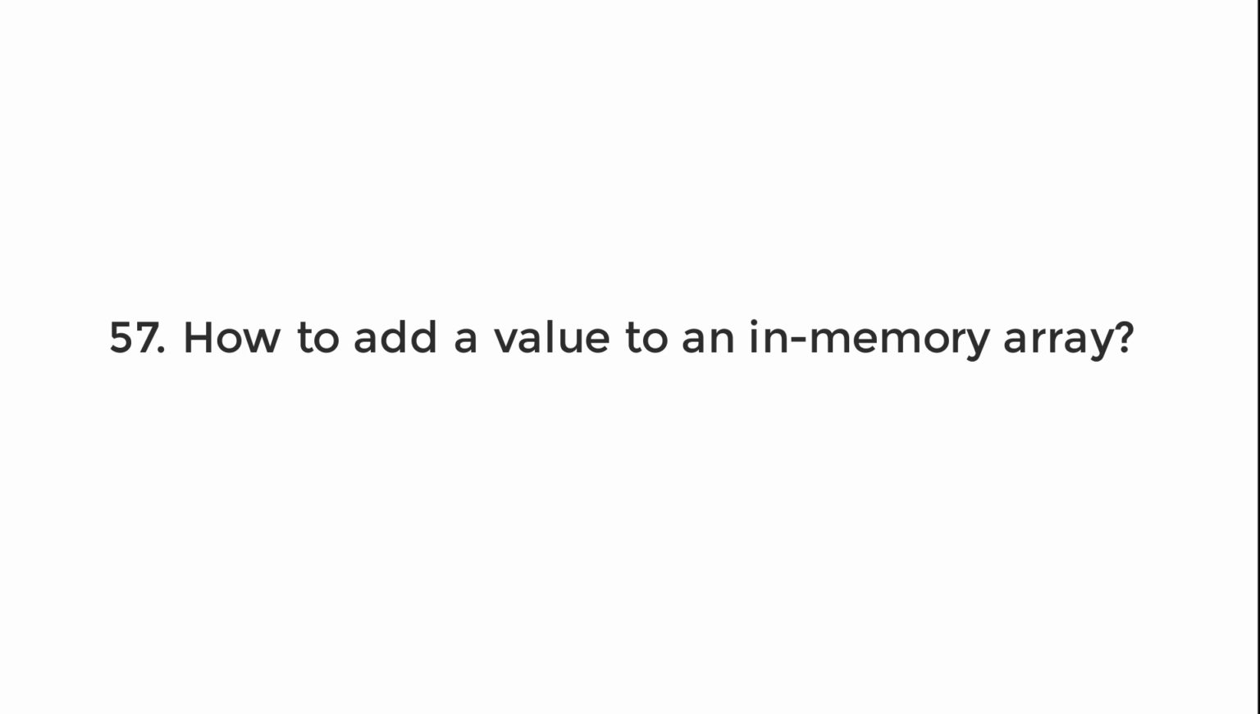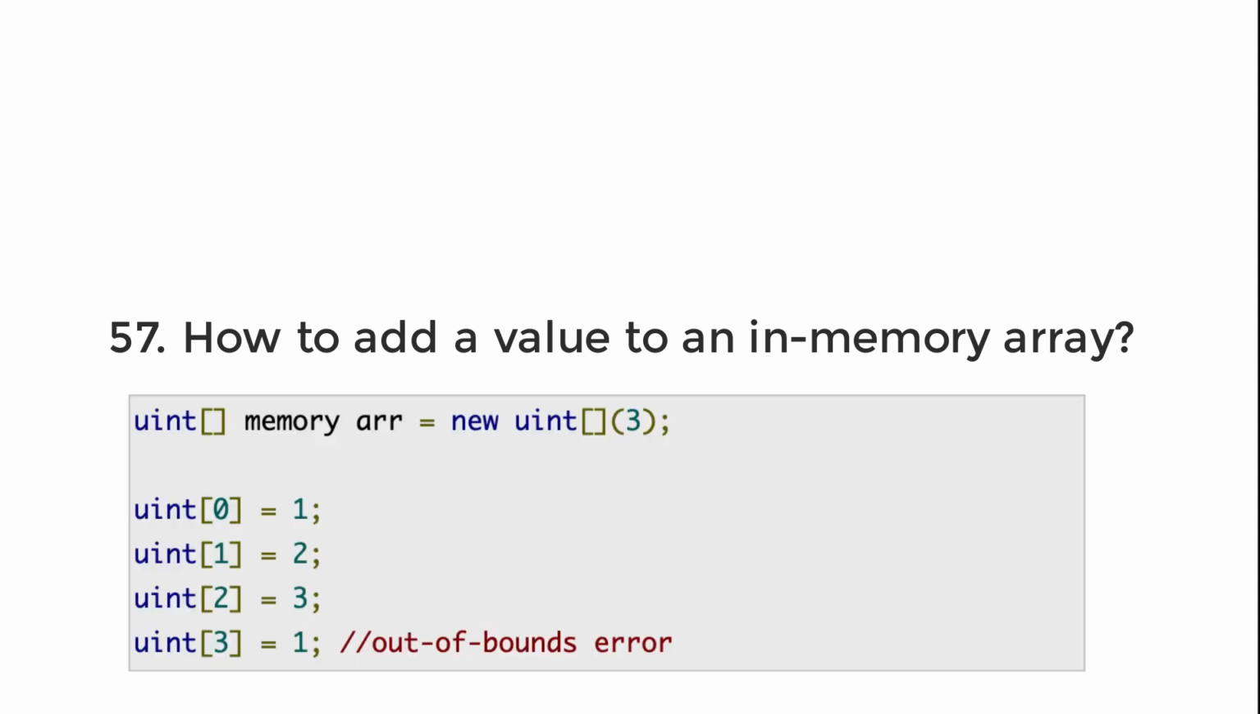How to add values to an in-memory array. With an in-memory array, you don't have access to the push method of storage array. Instead, you need to assign a value to a specific index in an array using the bracket notation.